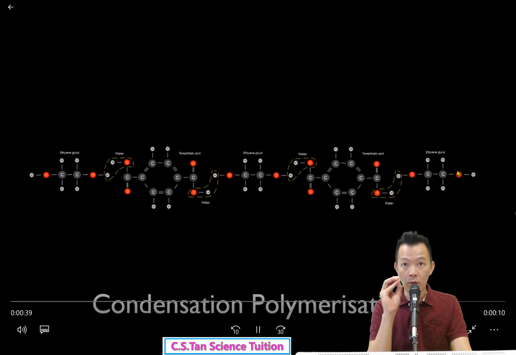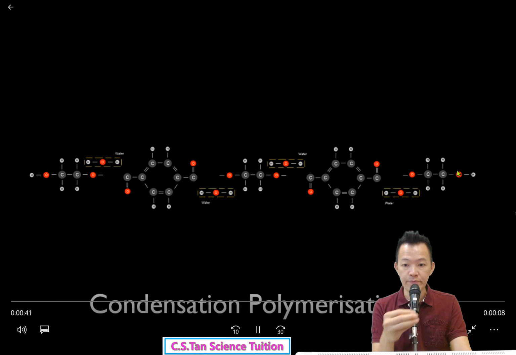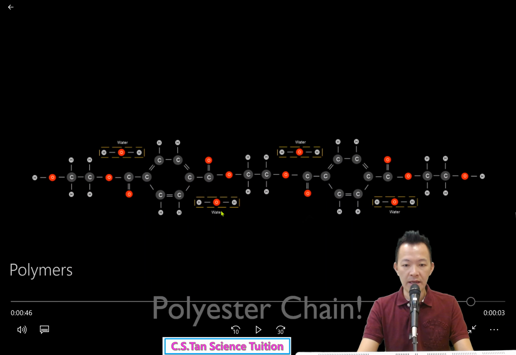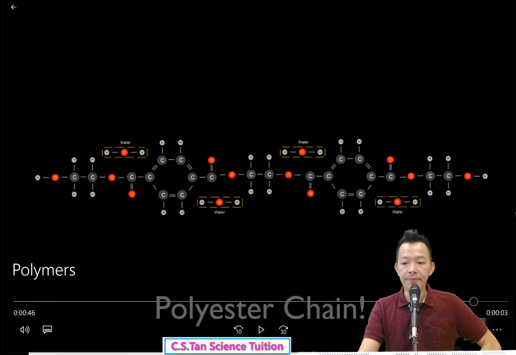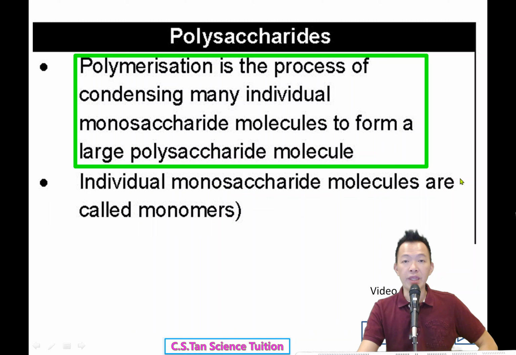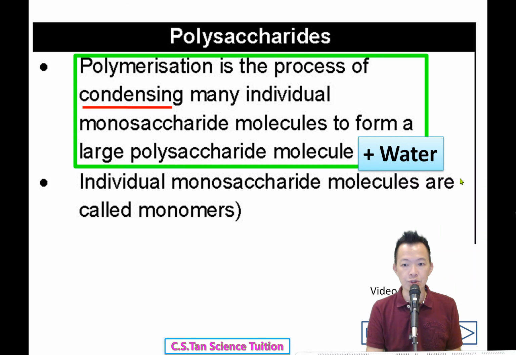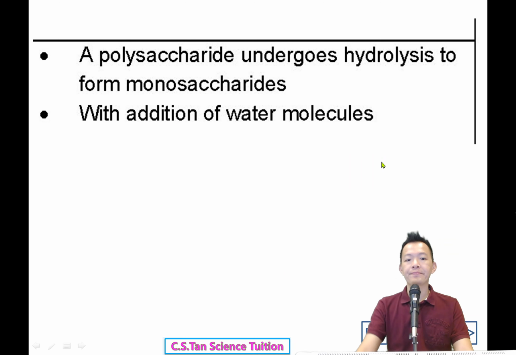With the production of water, the water is squeezed out, the condensed water is released, so we call it condensation. During the process, you will form water. So you will become polymer plus water, and the water comes out. A polysaccharide undergoes hydrolysis to form monomers.